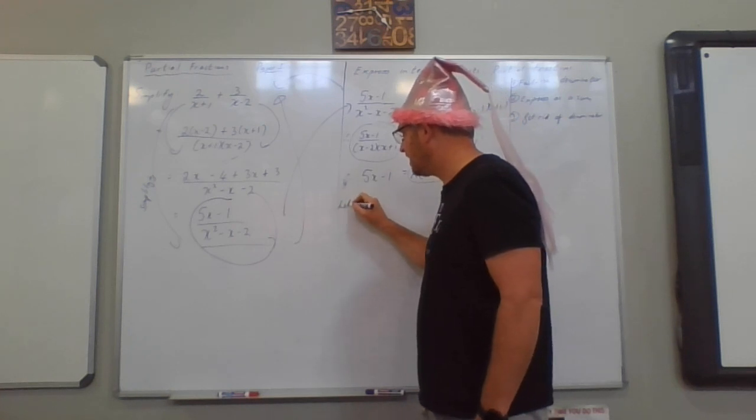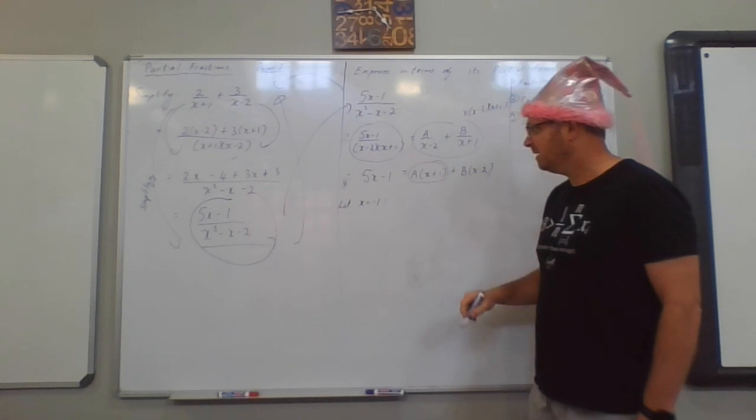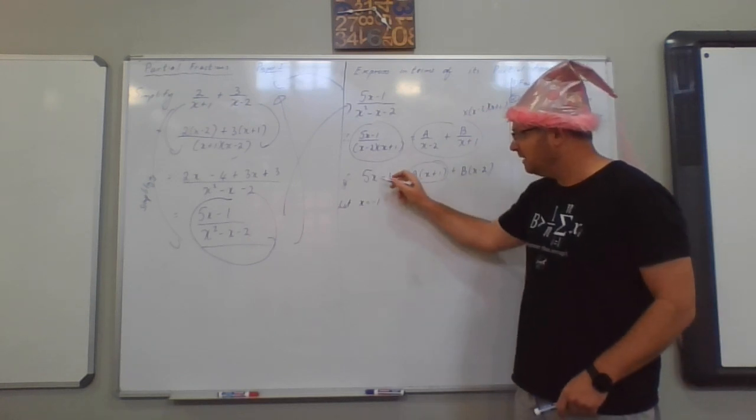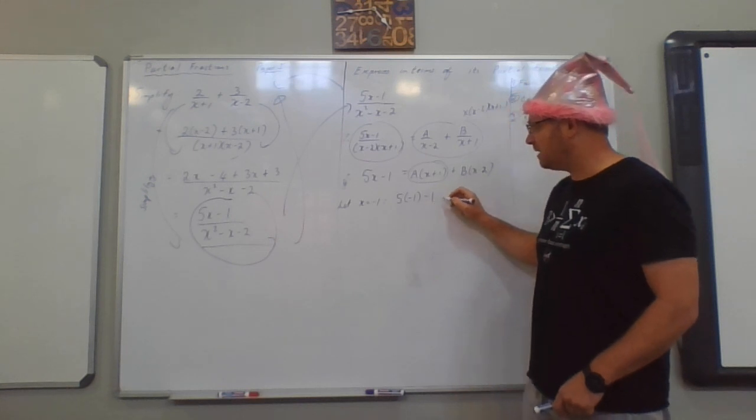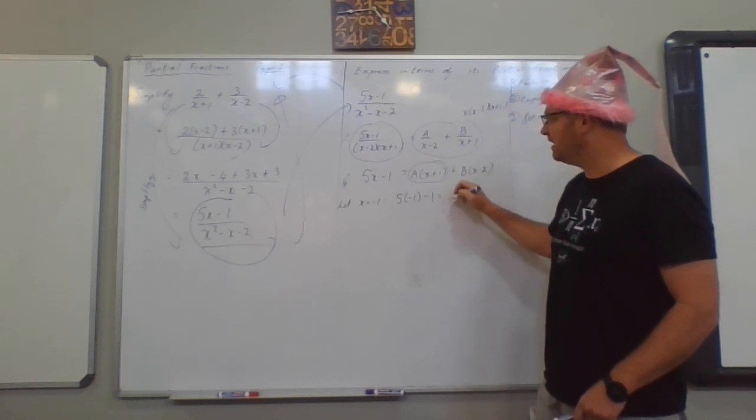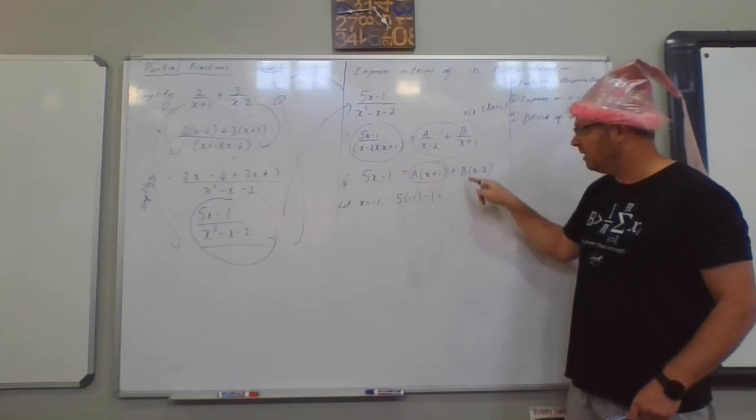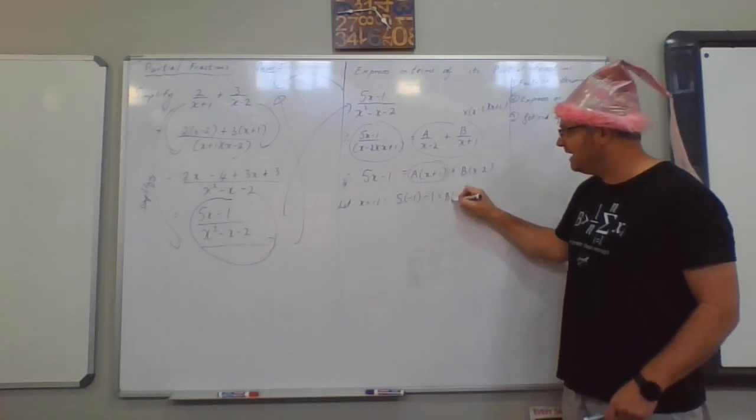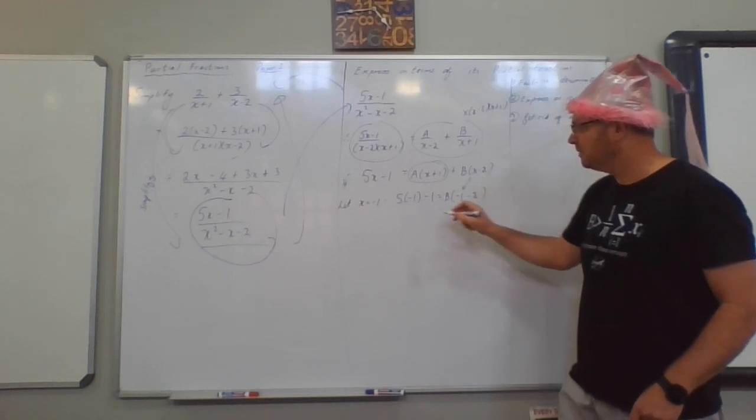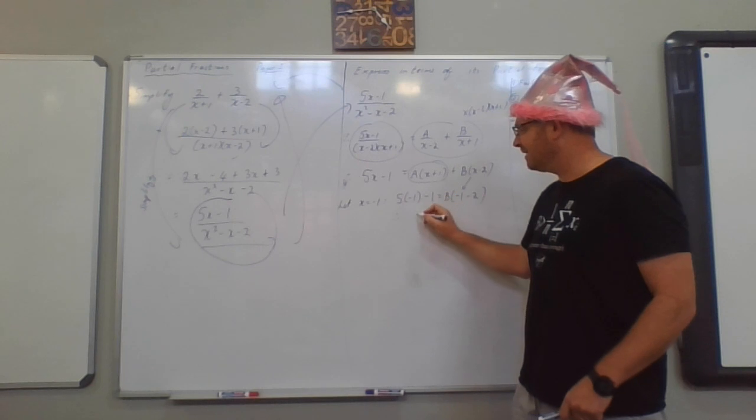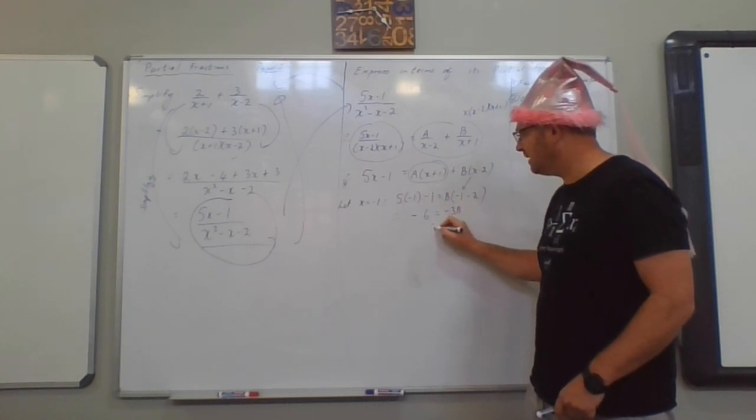So I'll say, right, let x be equal to -1. If I replace x with -1, on the left-hand side I'm going to have 5 times -1 minus 1. And over here, if I replace x with -1, -1 plus 1 is 0, that whole thing is gone. And over here I've got B, and I replace x with -1, minus 2. So I get -5 minus 1, which is -6, is equal to -3B.